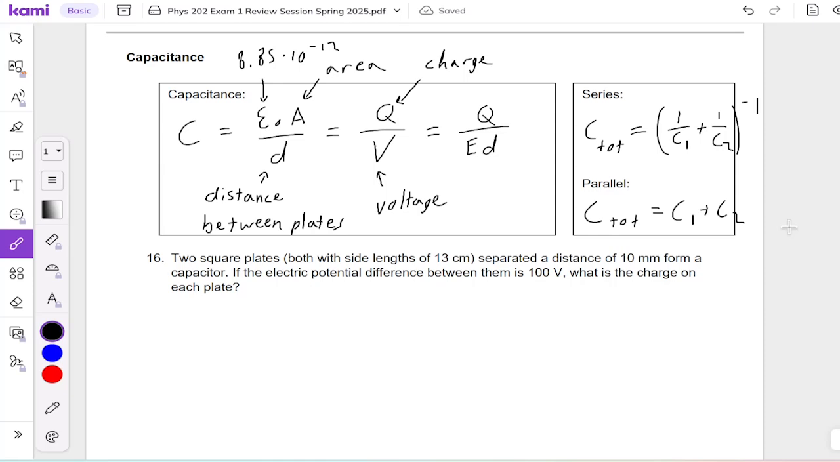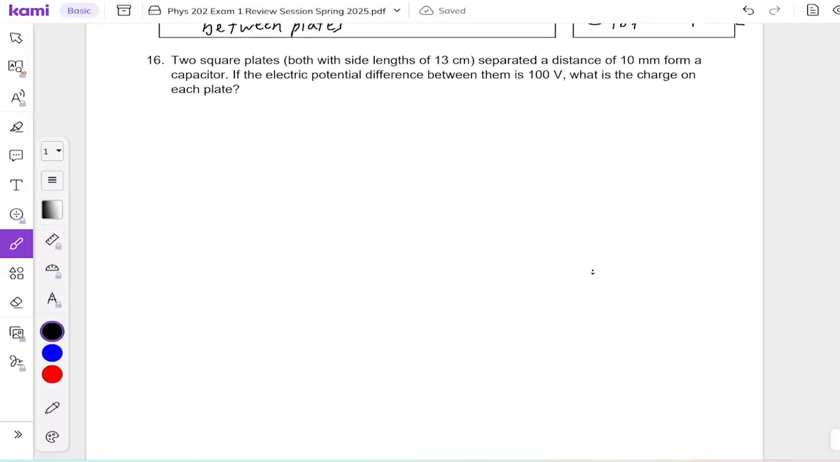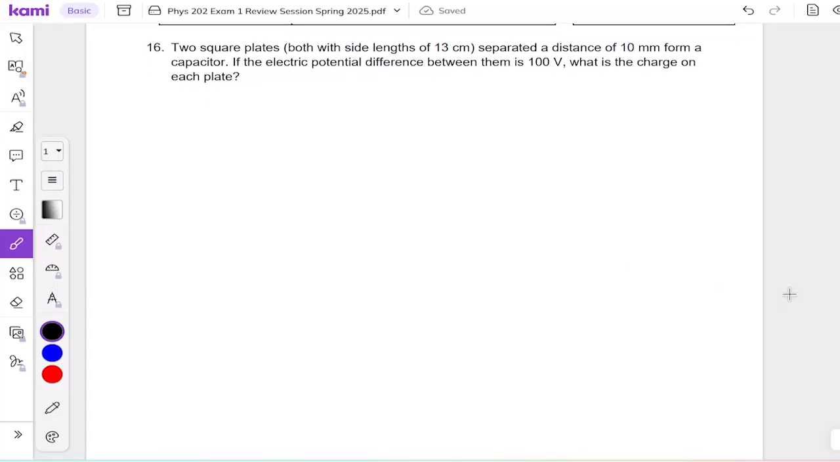I don't think we talked about this at all. Okay, good. Then it's not going to show up on the test. Okay. So next we have number 16. This is the big problem that I'm talking about here that you're likely to see.